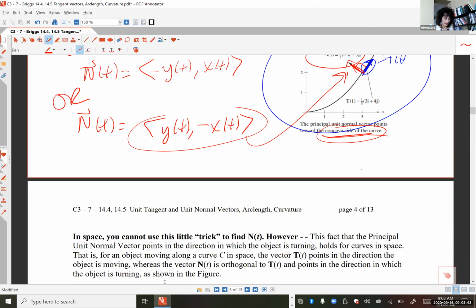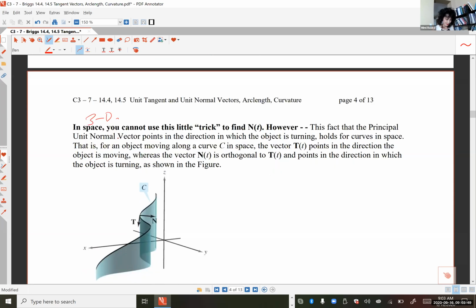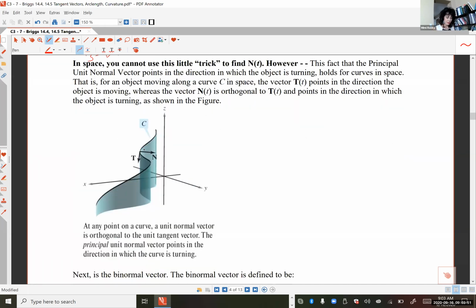Now in space or 3D, you can't use that little trick, sorry. You have to do all the hard work. But it's still going to point in the direction that the curve is turning. That never changes. So in this little curve here in 3D, big T is always pointing tangent to the line of motion, and big N will be orthogonal. So keep that in mind.